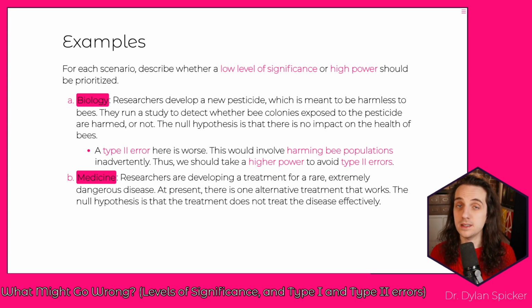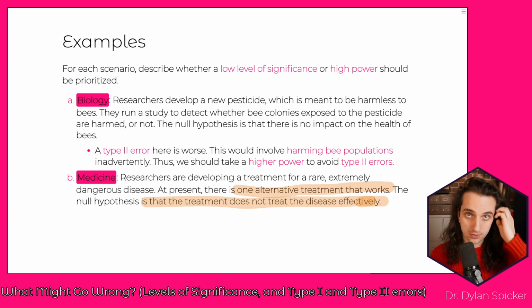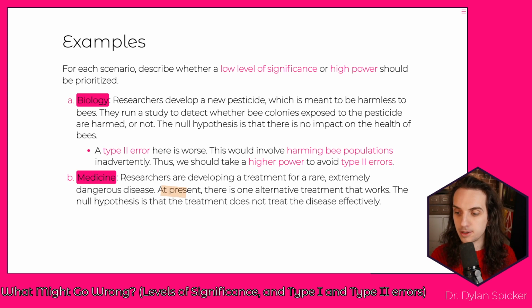Okay. Our medical example here, right? Remember that this is treating a disease that there already exists one alternative treatment for, right? So there is already one treatment that works. And our null hypothesis is that the treatment does not treat the disease effectively. So we have to think, is it worse for us to conclude that it does treat the disease effectively if it actually doesn't? Or is it worse for us to conclude that it does not treat the disease effectively if it actually does? And in this case, the key piece of information that we need to be thinking about is the fact that there already is one treatment that works.